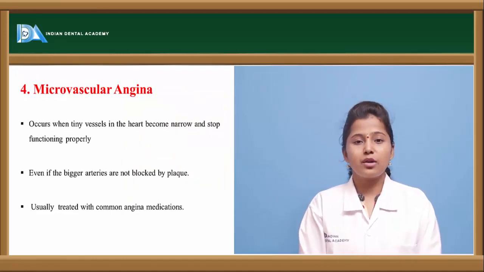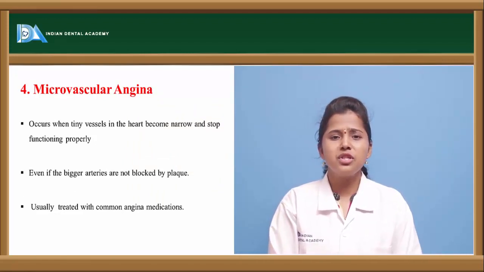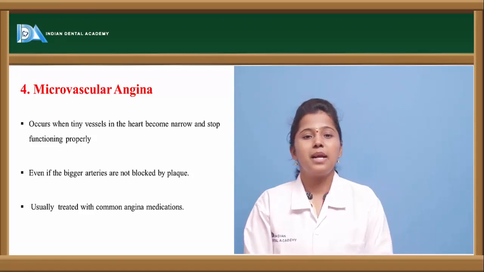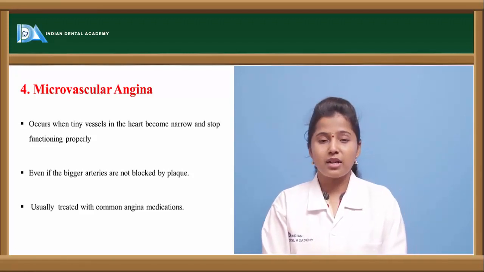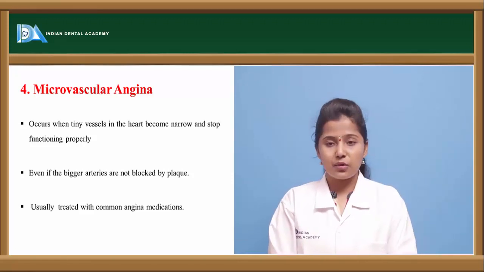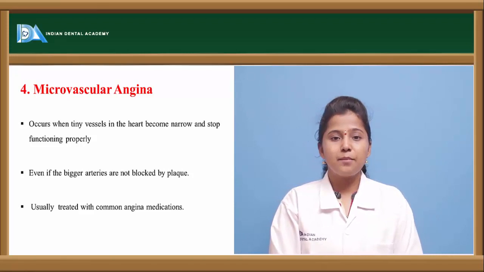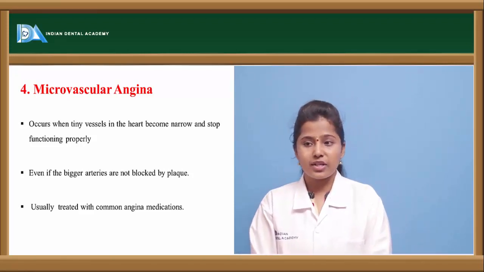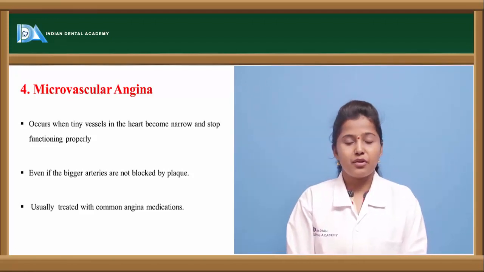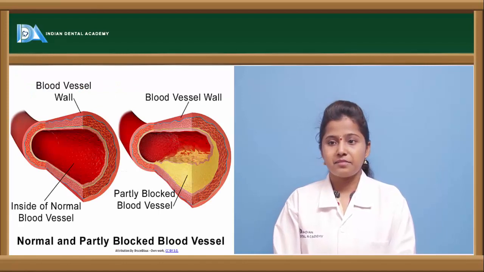And fourth one is microvascular angina. Microvascular angina is a type of angina which usually occurs in the microvascular blood vessels. Apart from the large coronary arteries, there are a few microvascular blood vessels which supply blood to the heart. When these microvascular blood vessels are blocked, or when there is improper blood supply in those blood vessels, then microvascular angina occurs, and it can be treated through common angina medication like anti-anginal drugs.